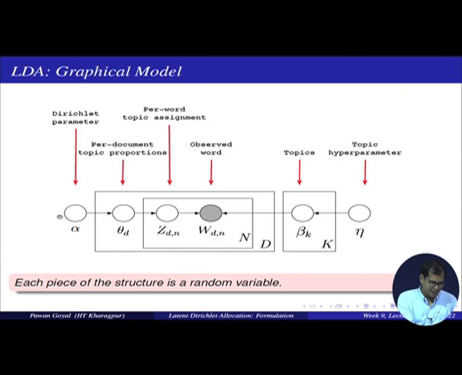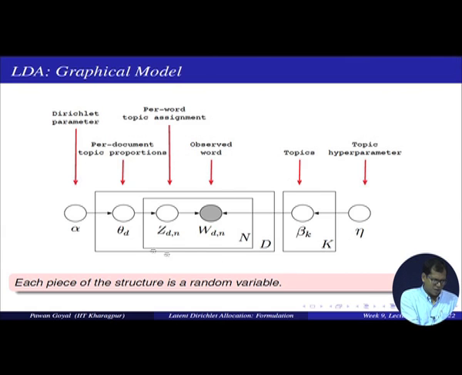Now what is everything else? There are some plates here. Let us see this one, capital K, and what are these topics? There are capital K different topics, and each topic is a probability distribution. This is the probability distribution over different words for a given topic, for a topic small k. So beta k is the probability of word 1, the probability of word 2, etc. for the topic k, and I am doing this for all the capital K topics.